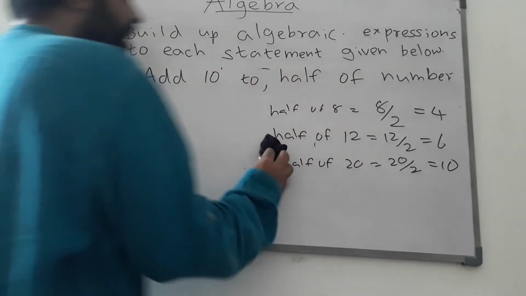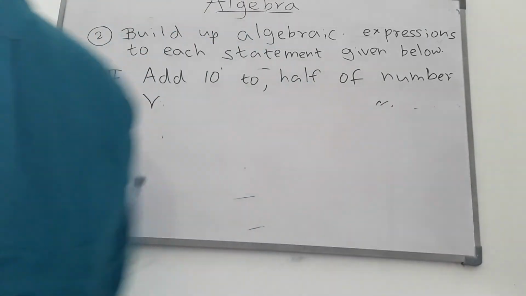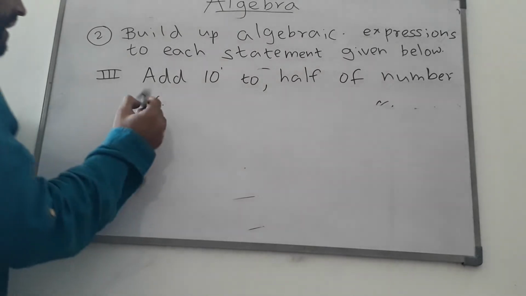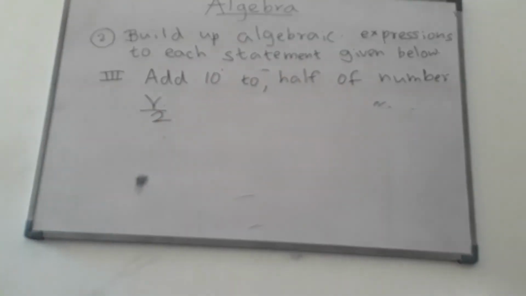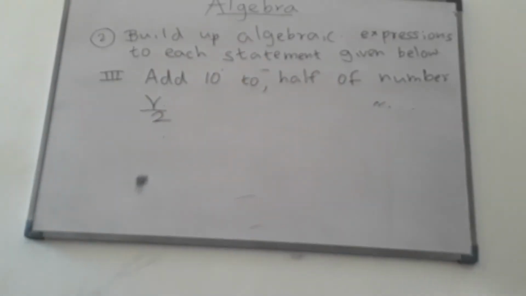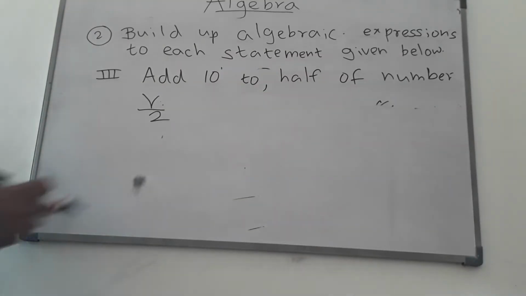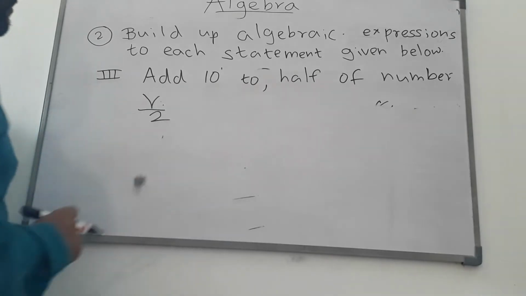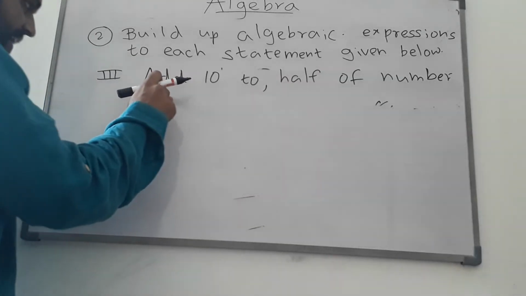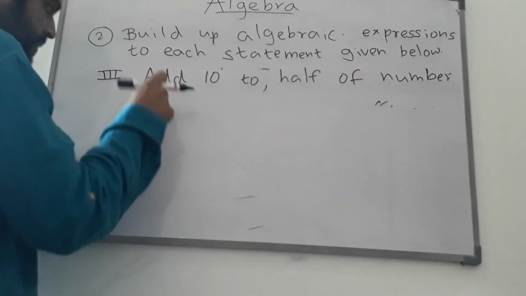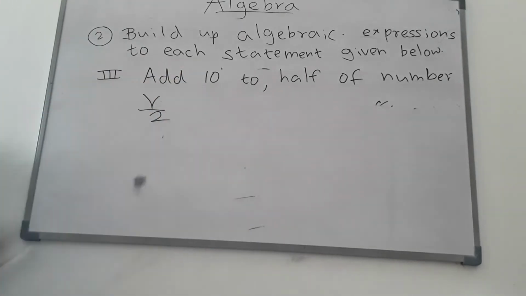Same as that, half of r means r divided by 2. Okay, half of r means r divided by 2. More than that we can't simplify. If it is 8, 8 divided by 2 is 4. But when it is r, we can't divide r by 2 because there is no number given in the algebraic term.